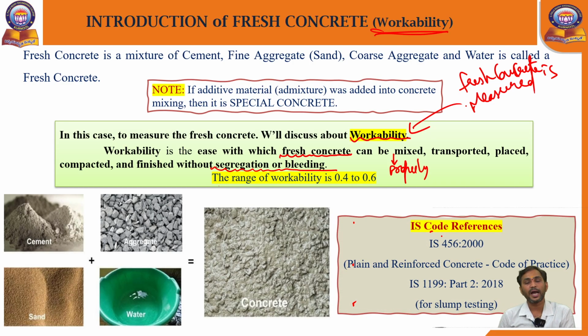So to have a measurement of good workable concrete, we have to refer to the IS code references. As per IS 456-2000, it is mentioned as plain and reinforced concrete, the code of practice. And coming to IS 1199 Part 2, 2018, that is for the slump testing.